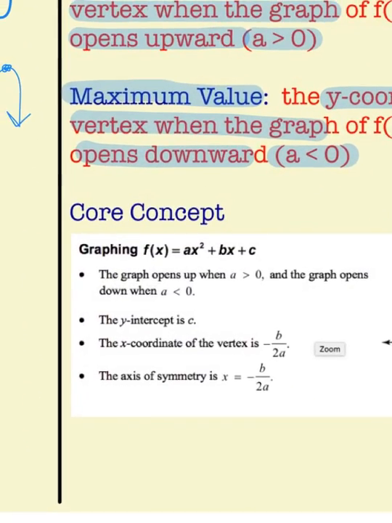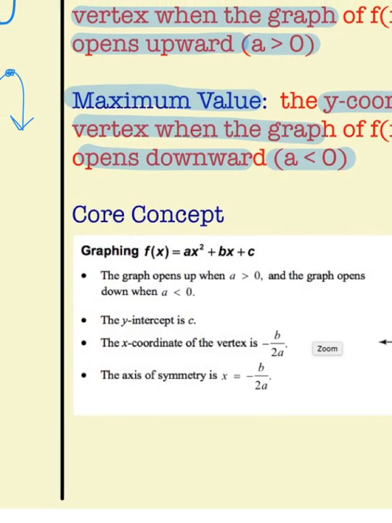All right, our core concepts for today. When a is positive, so when a is greater than 0, the graph opens up. And when a is negative, or when a is less than 0, the graph opens down. So when that leading coefficient, a, is positive, y will continue to increase away from the vertex. And when a is negative, y will continue to decrease or get more negative away from the vertex.